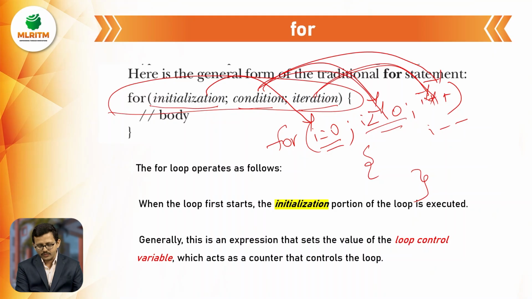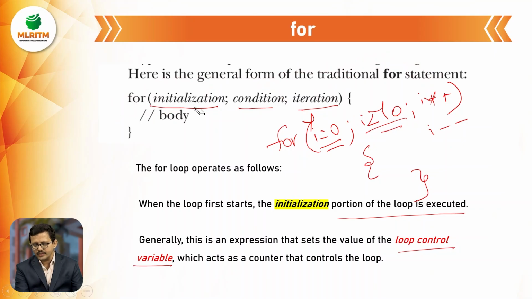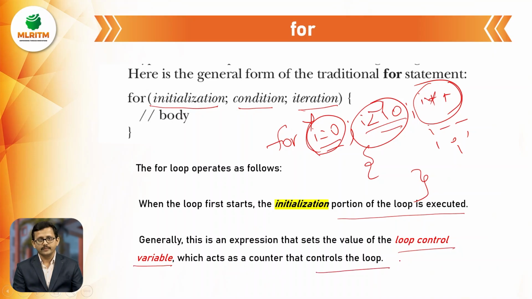The loop operates as follows. When the loop starts, the initialization portion of the loop is executed. The execution starts from initialization. Generally, this is the expression that sets the value of the loop control variable. What is the loop control variable in this example? I is your loop control variable. So we are initializing I, we are setting a condition for I, and we are incrementing I. The value of the loop control variable acts as a counter that controls the loop.